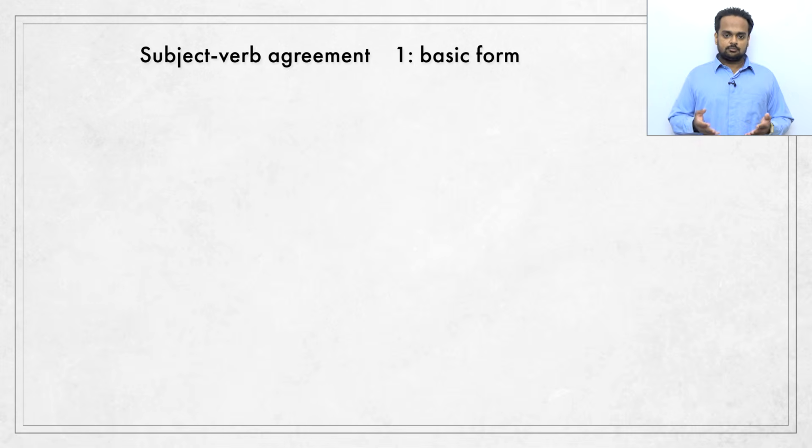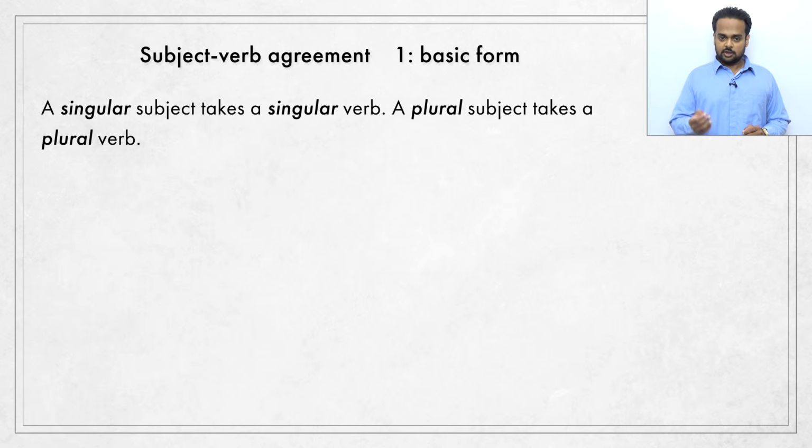So what is subject-verb agreement? Well, you know that every English sentence has a subject and a verb. Subject-verb agreement means the subject and the verb must be in the correct form. This is the rule. A singular subject takes a singular verb, a plural subject takes a plural verb.